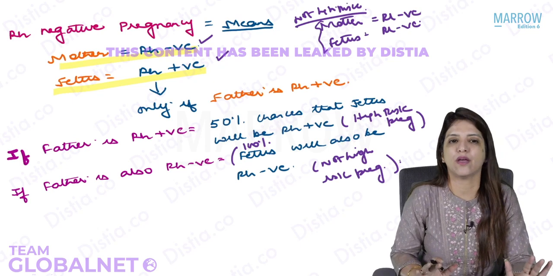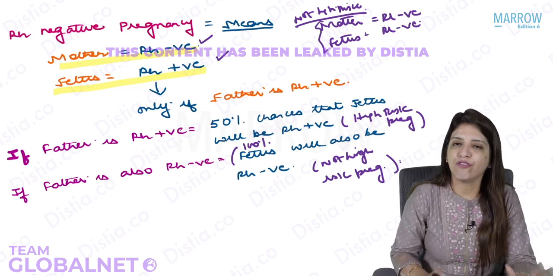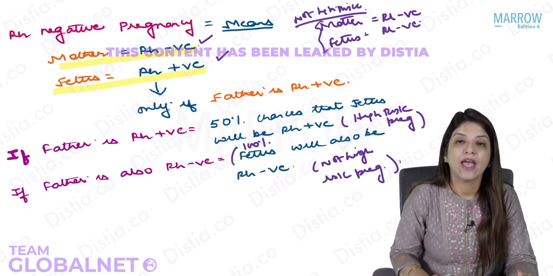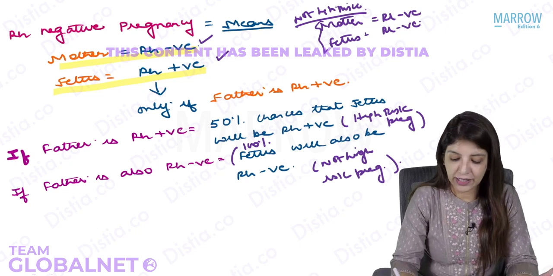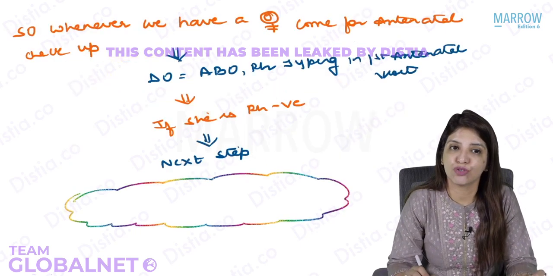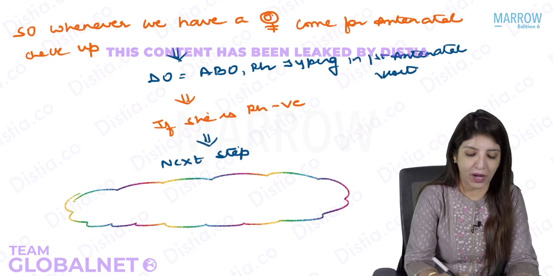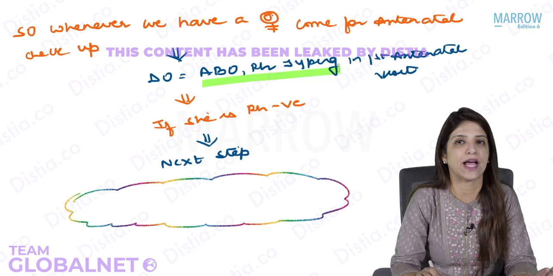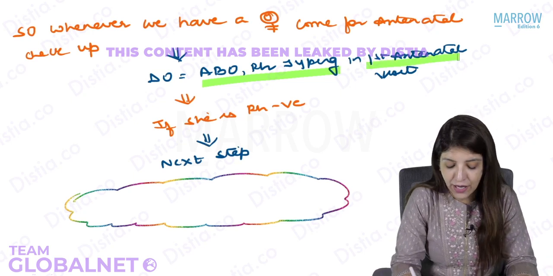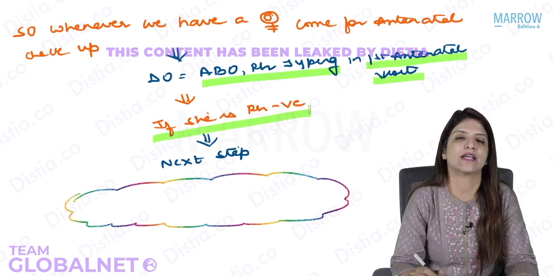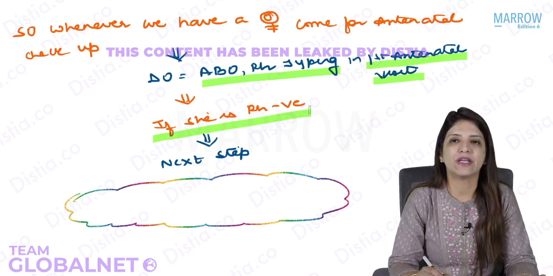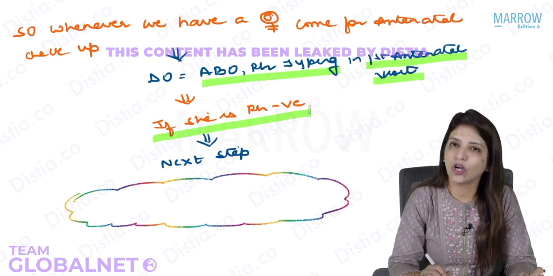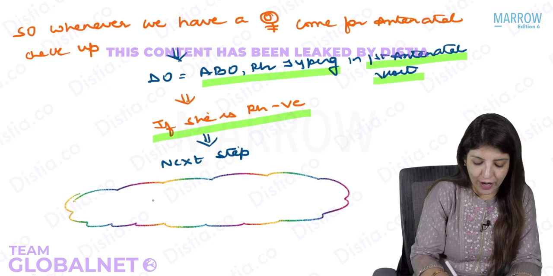But over here, I want you to know that if the mother is Rh negative, that means if the antenatal patient who visits you, and you do an ABO-RH typing. When do you do ABO-RH typing? In the first antenatal visit itself. And you come to know that your patient is Rh negative. What should be the logical next step? The logical next step is that you should find out the husband's Rh status.